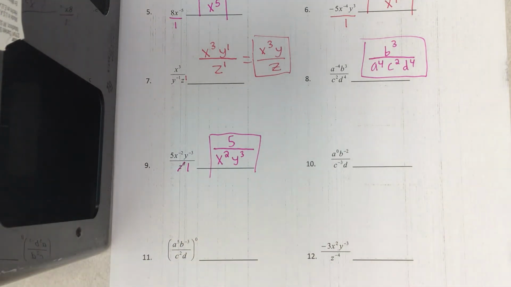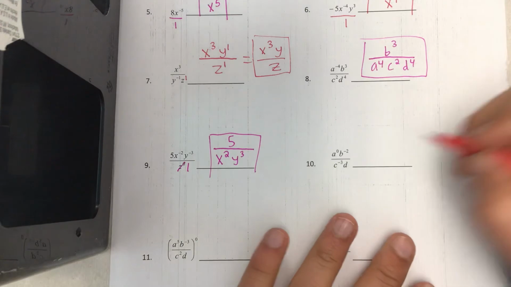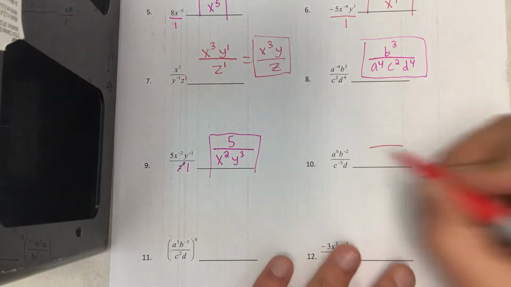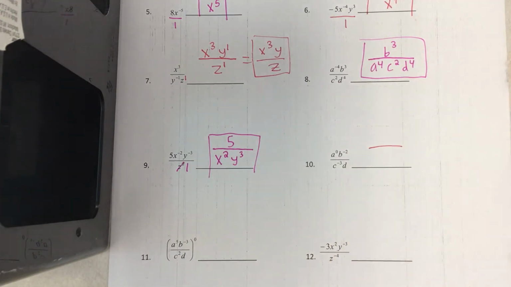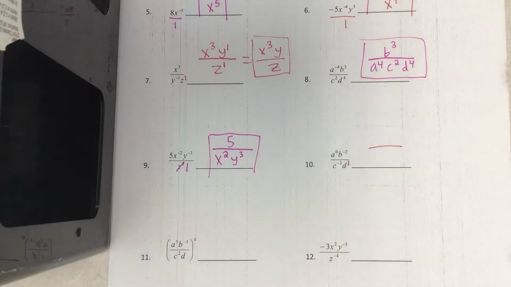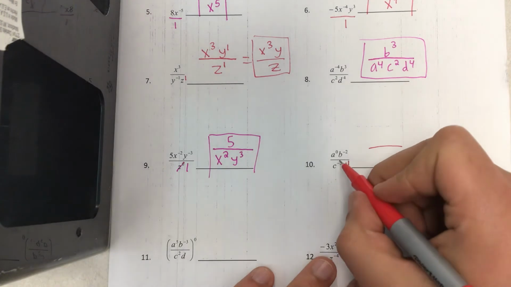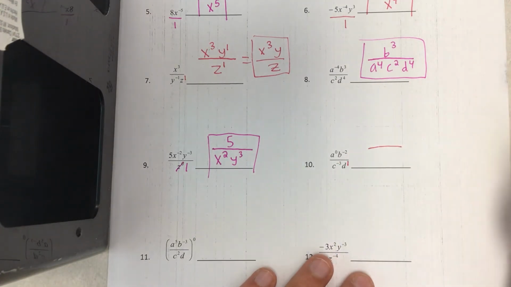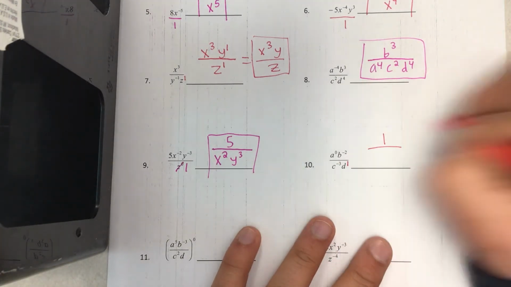Number 10, okay? So number 10, we have a to the 0, b to the negative second, c to the negative third, and 1d, okay? Give that d a 1 with the exponent, okay? So a to the 0, right? That's 1, okay? So we can write that up here.